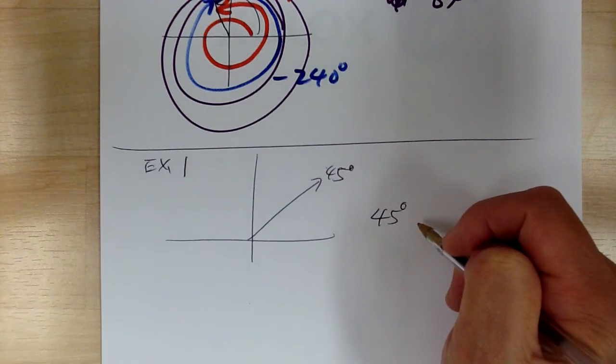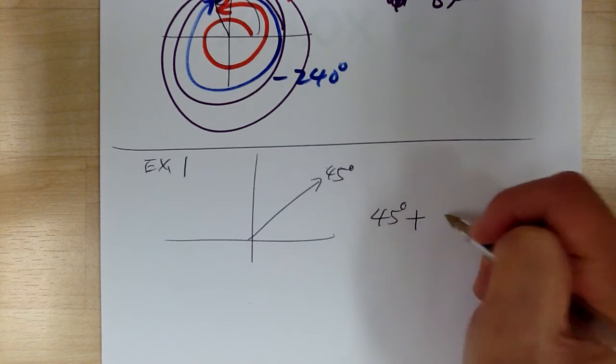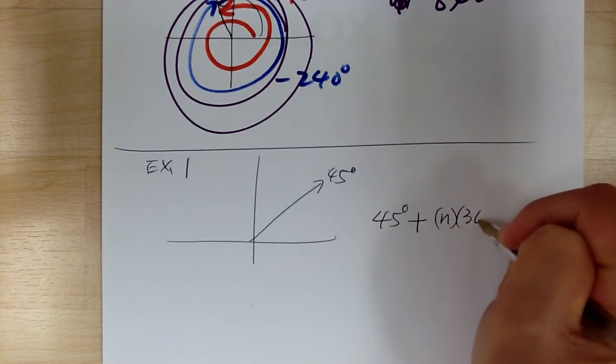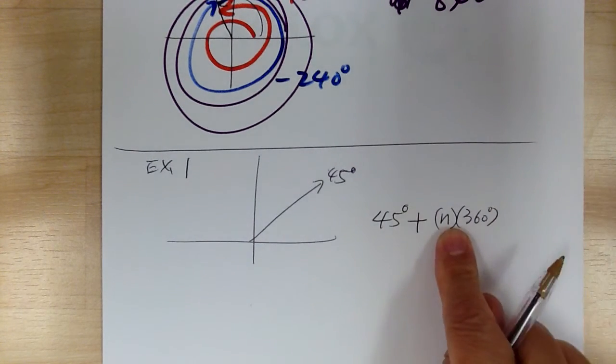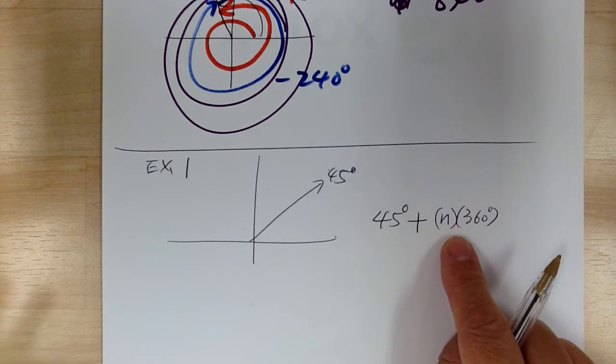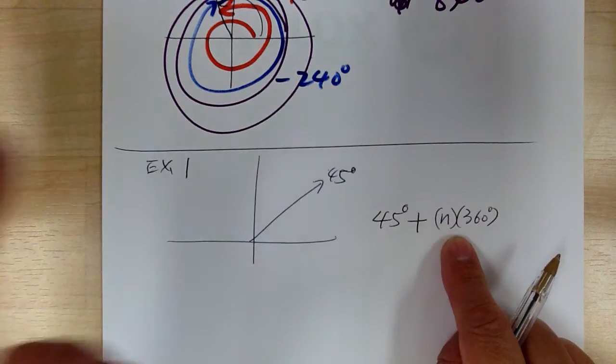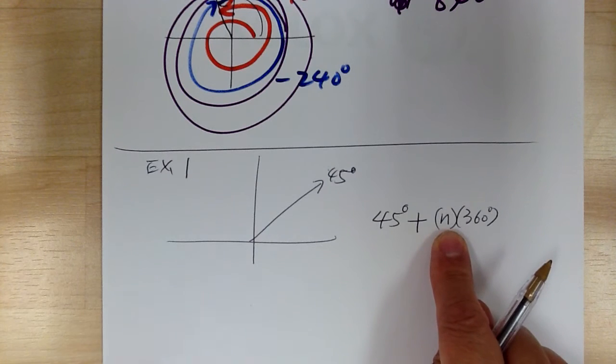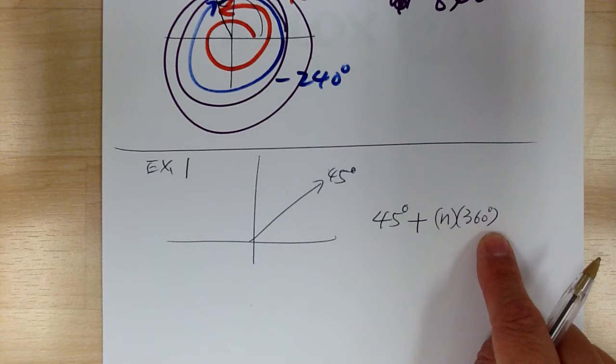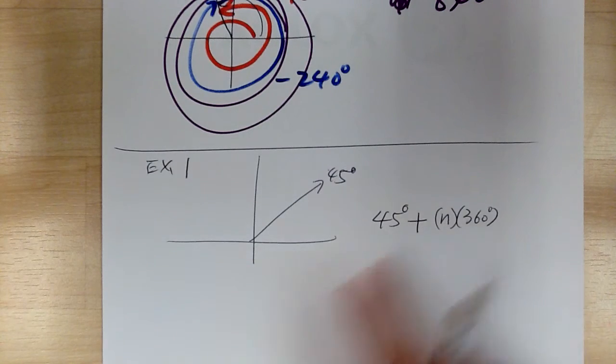To get coterminal, you keep going around the circle, right? So it would be plus n times 360. n is how many times you go around the circle, and it can be negative if you go in the opposite direction. And 360 is 360 for each circle, right? And so that's your formula.